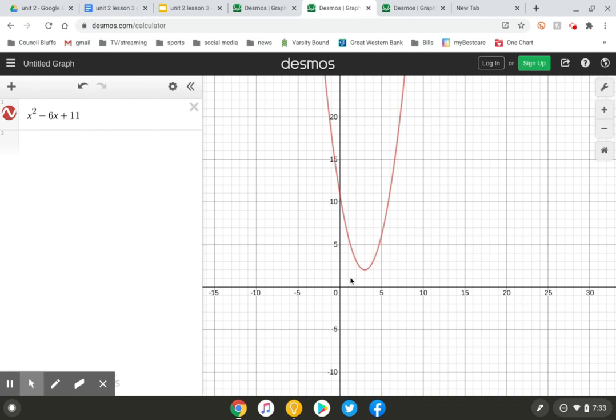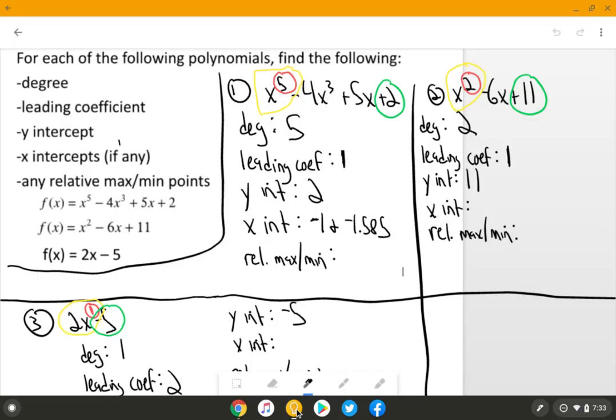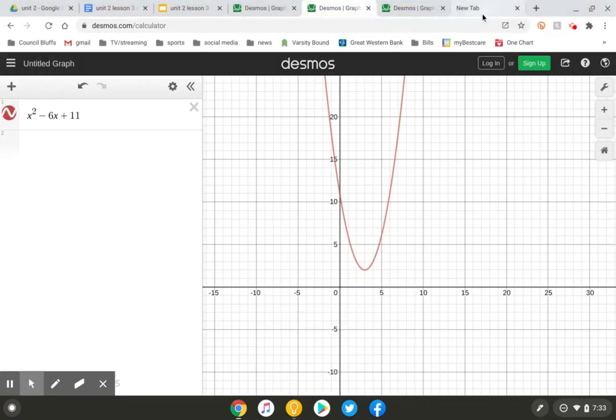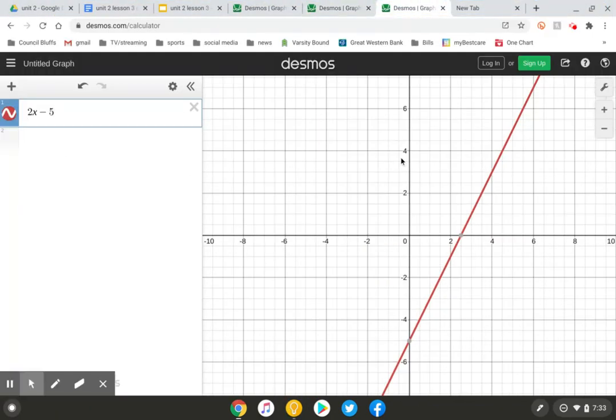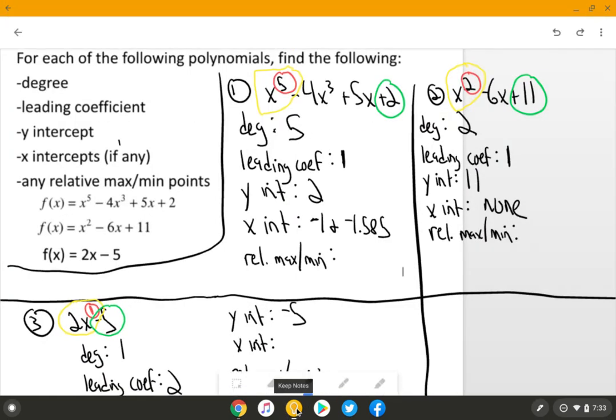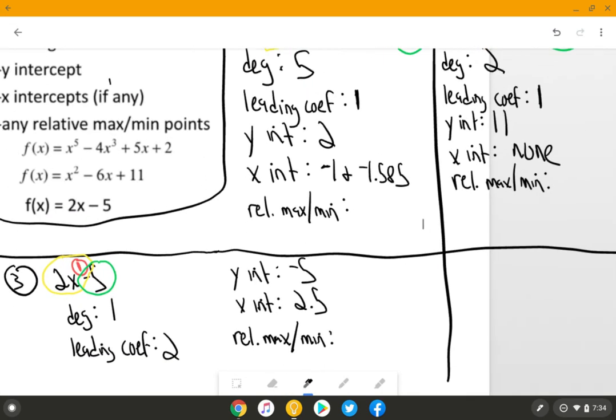And if I put that in, notice there are none. There are no x-intercepts. It never actually crosses the x-axis. It stays completely above, and that is okay. So in this case, there are no x-intercepts. And then number 3, if I look at the graph of number 3, 2x minus 5, it looks like there's only 1 x-intercept at 2.5. So the x-intercept here will be at 2.5.